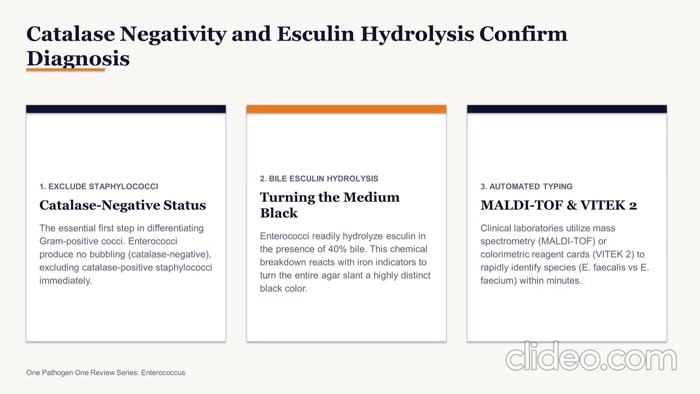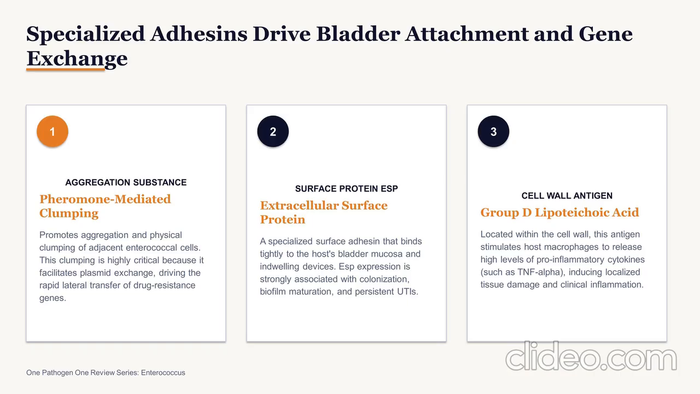For suspected endocarditis, always collect 2 to 3 sets of blood culture bottles from different venipuncture sites to document persistent bacteremia. When planning clinical therapy, our approach is highly stratified. Uncomplicated UTIs are highly responsive to oral monotherapy, including ampicillin, nitrofurantoin, or fosfomycin, all of which achieve excellent therapeutic concentrations in urine. However, for serious invasive infections like endocarditis or meningitis, monotherapy is completely insufficient.